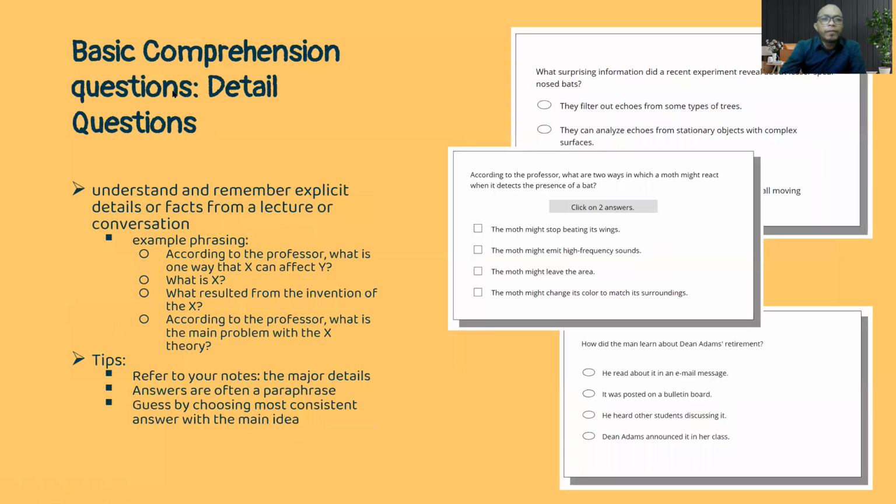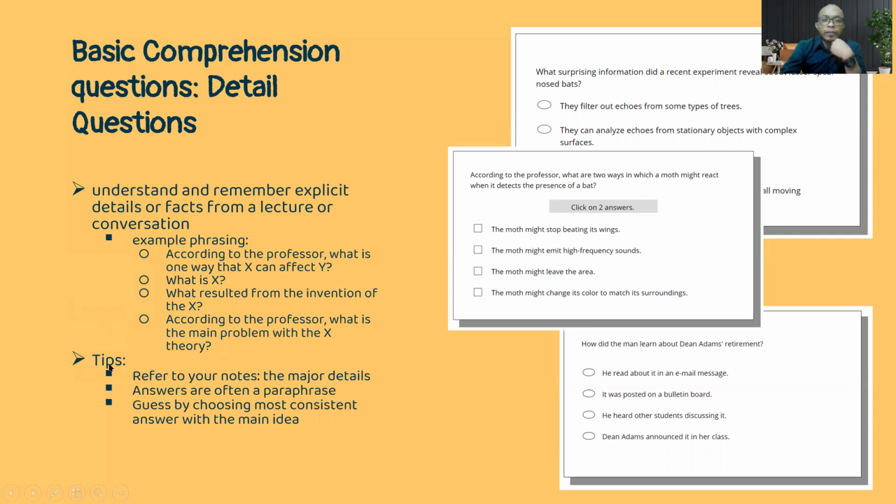Now, moving on to the detail question, and this is still in the category of basic comprehension questions. As you can see from the examples, these questions ask you to understand and remember specific information from the lecture or conversation. So here are the example question wordings. They are usually given in this kind of sentence or question.